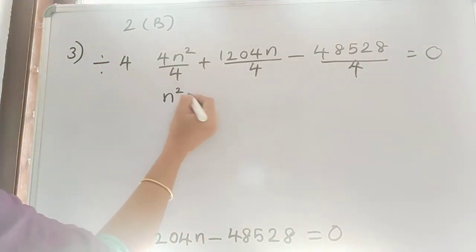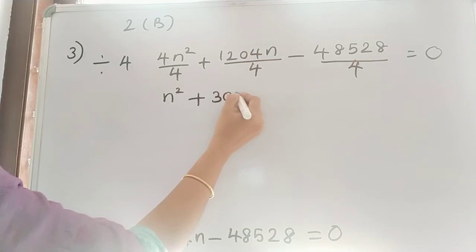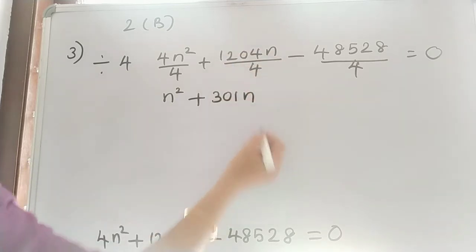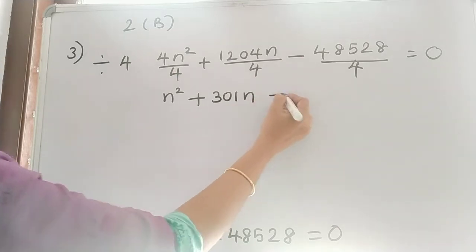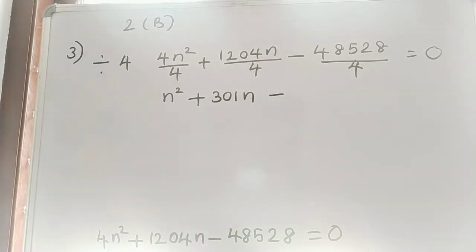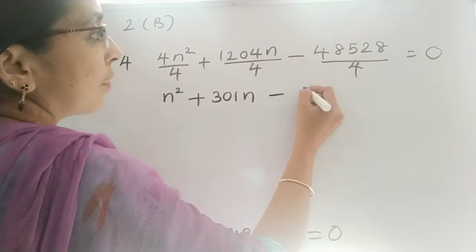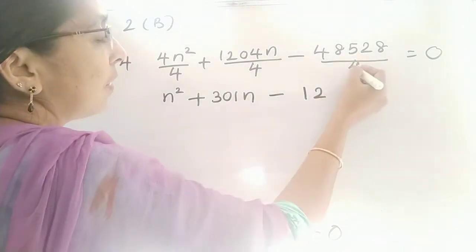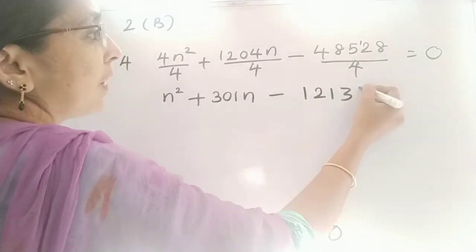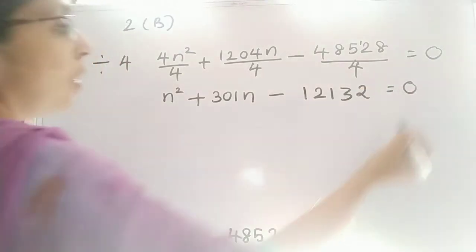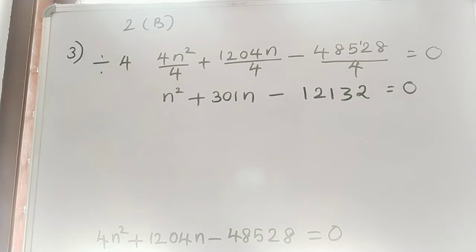So it will become n square plus 301n. Cancellation: 1204 divided by 4 is 301n. Minus, next it will be what? 4 ones are 4, 4 twos are 8, then 4 ones are 4, balance 1, 4 threes are 12, then 4 twos are 8. So 12132 is equal to 0.